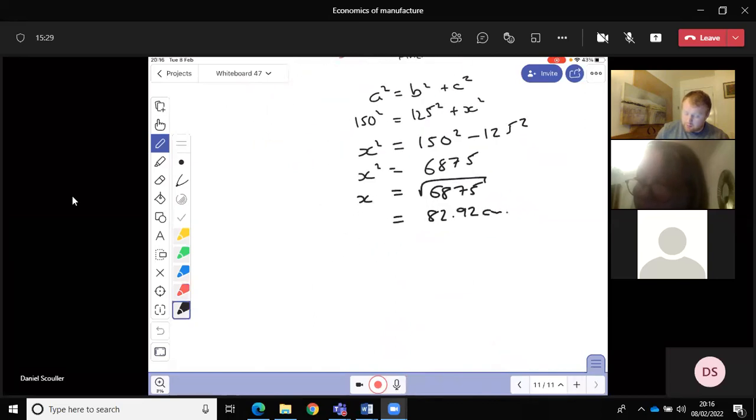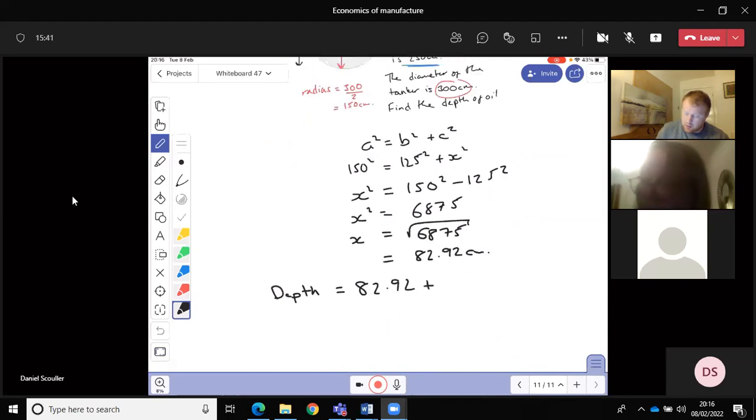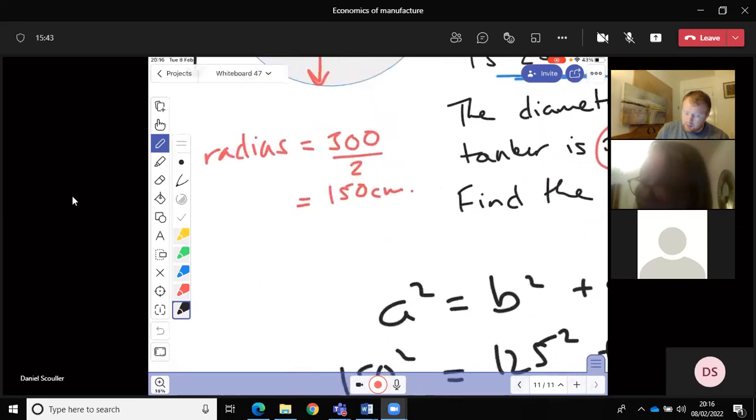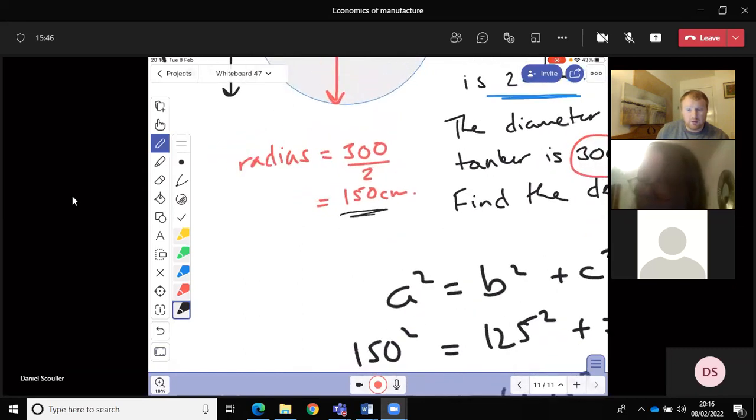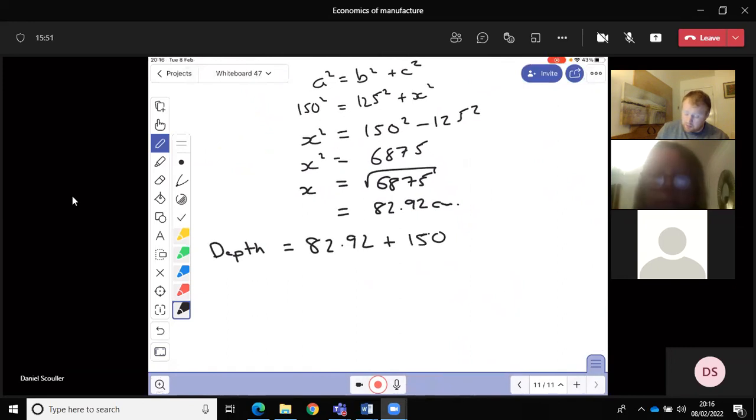So our depth is just equal to 82.92 plus the radius. We worked the radius out before to be 150. So 82.92 plus 150, putting that in our calculator, will give us 232.92 centimeters.